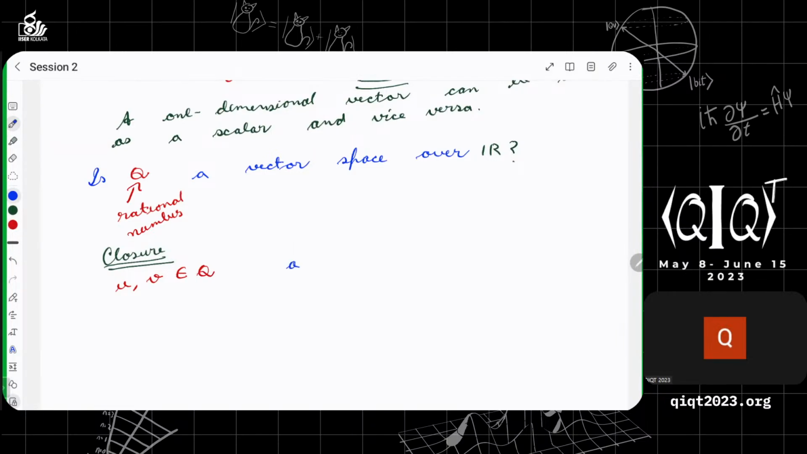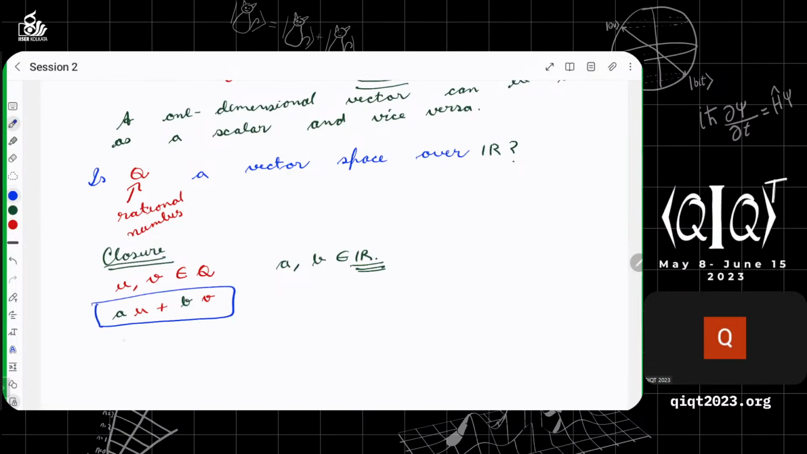And let's assume two real numbers, let's say a and b, which are real numbers. Now, notice that real numbers can also be irrational. So now we have to check whether au plus bv is also a rational number or not in general. So that is what we have to check.